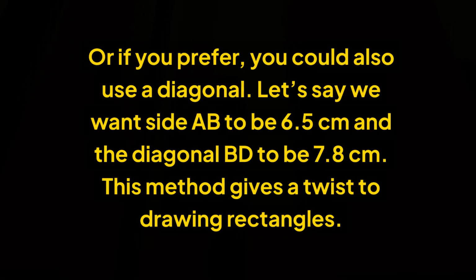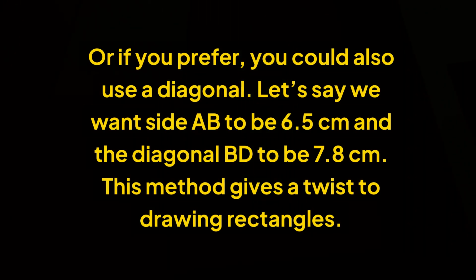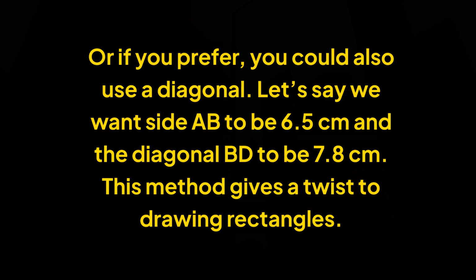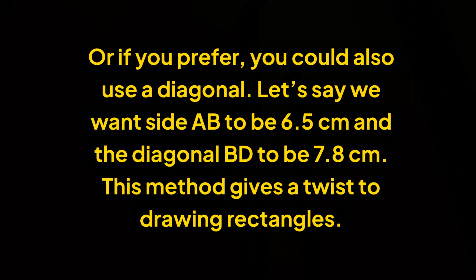Or if you prefer, you could also use a diagonal. Let's say we want side AB to be 6.5 cm and the diagonal BD to be 7.8 cm. This method gives a twist to drawing rectangles.